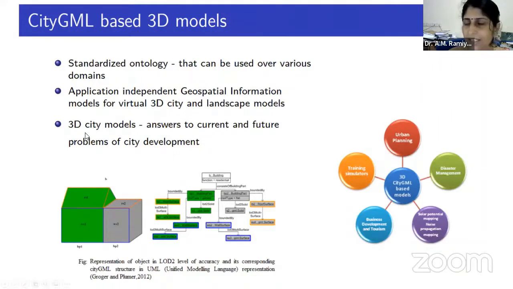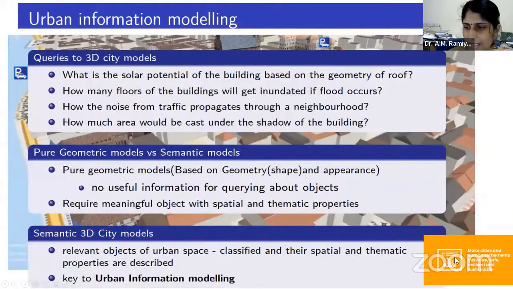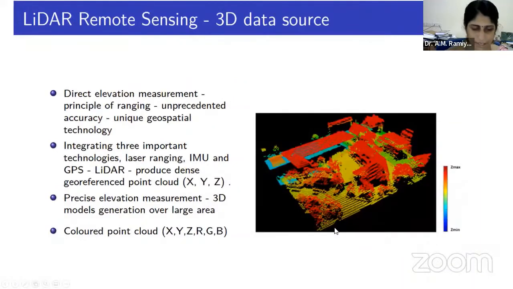And when I have a CityGML model of the buildings in the city, it can cater to answering many questions related to geospatial problems. There have been many studies on using these city models for different applications, from urban planning to disaster management. I am going to concentrate on SDG goal 11, which is making cities and human settlements inclusive, safe and sustainable. In this aspect, we need to have 3D data.